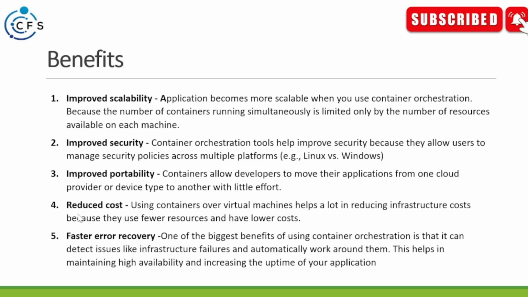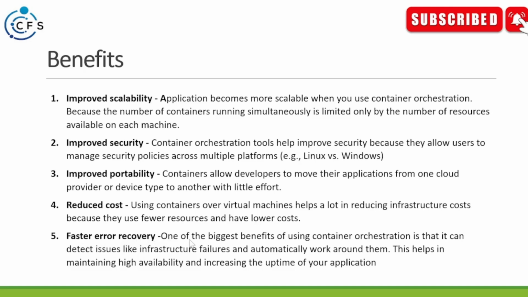Fourth point that is very important is reduced cost. Using containers over virtual machines helps a lot in reducing infrastructure cost because they use fewer resources and have lower costs. Otherwise, if someone deploys on EC2, it is always running with specific resources, maybe the RAM or the size, all static and fixed. But in case of containerization, it varies, and it only uses the resources which are required.